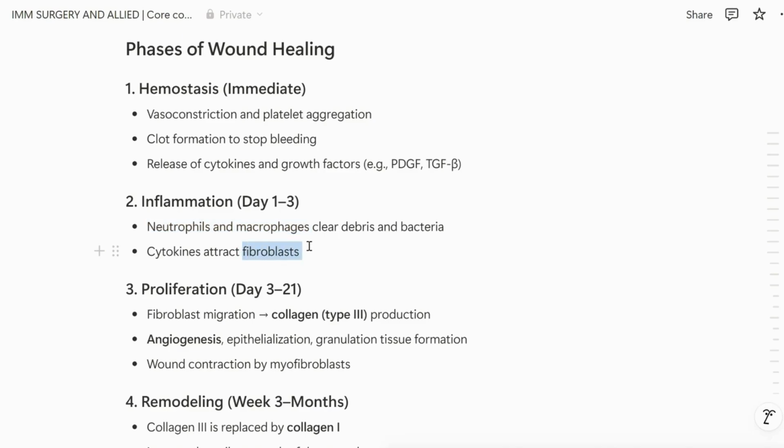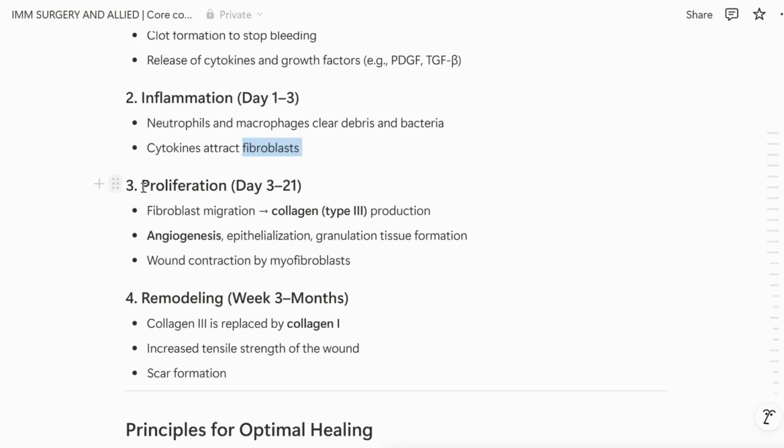Fibroblasts are the key role players which are going to deposit collagen. Now in the proliferative phase, there is going to be migration of the fibroblasts and they are going to lay down type 3 collagen. So collagen type 3 is initially present in the proliferative phase. It is produced by the fibroblast. So anything can be asked in the form of an MCQ.